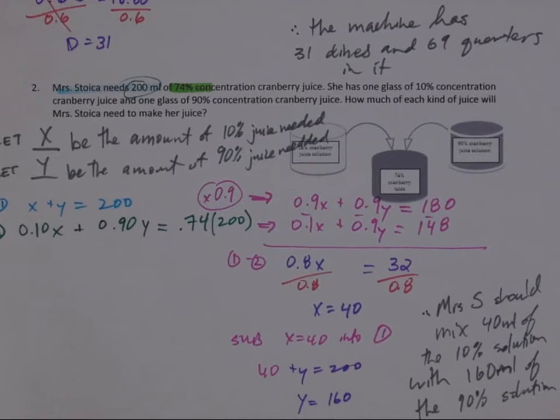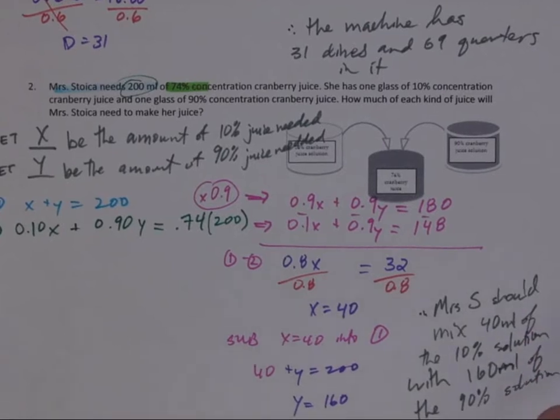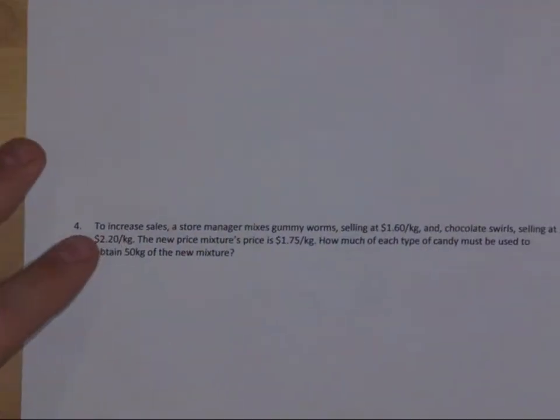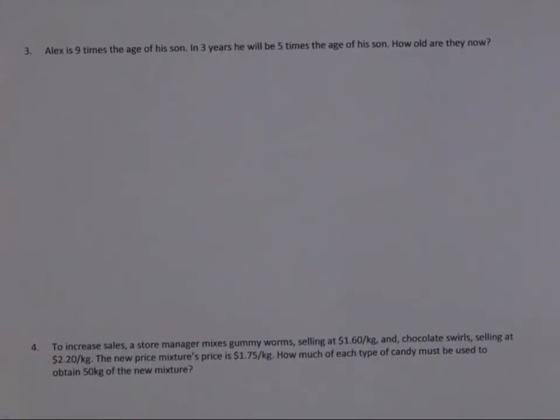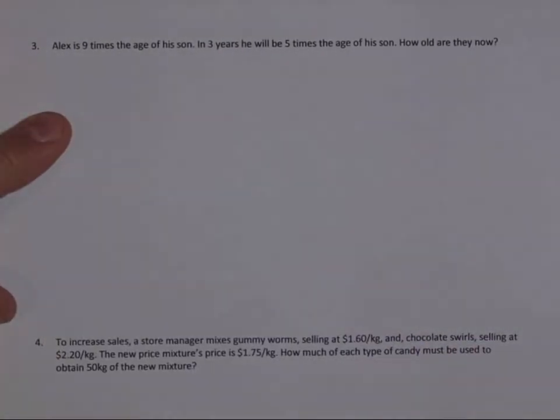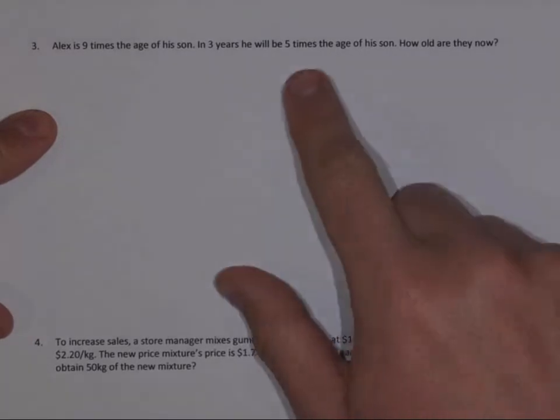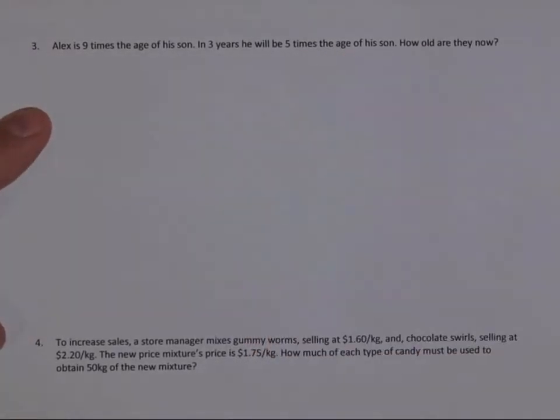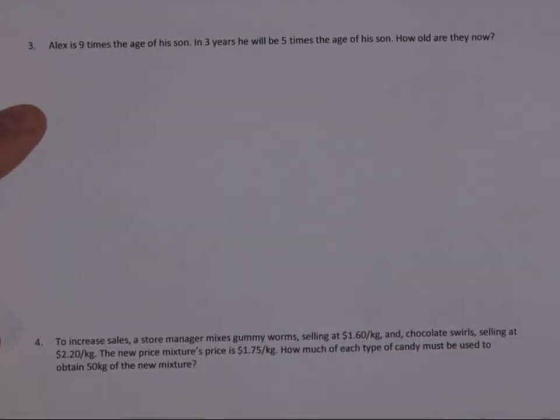Okay, flip the page. Let's just think about the next two. I'm going to let you do them, but let's just look at them together. Alex is 9 times the age of his son. In 3 years, he'll be 5 times the age of his son. This one always confuses people. I just want to help you out.